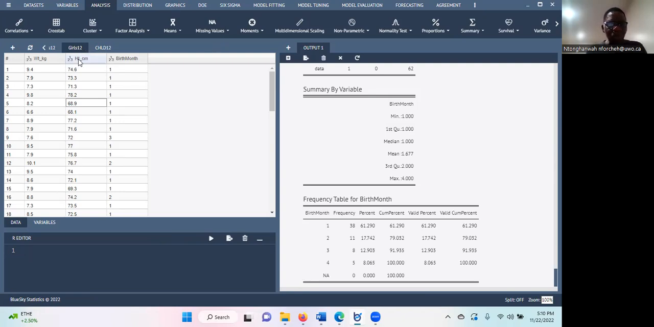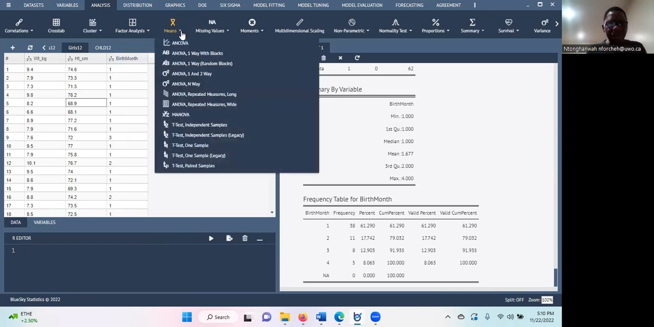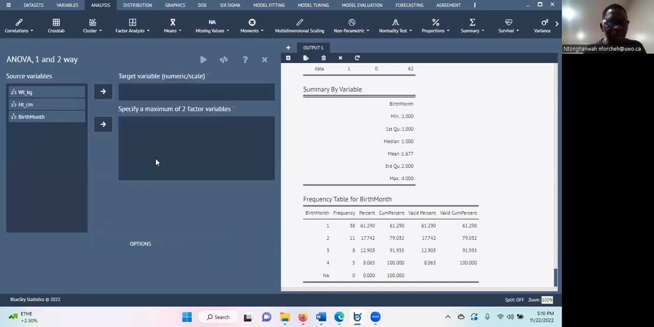If we try to now do our analysis of variance, we're doing a one-way analysis of variance. Okay. We're not doing repeated measures, it's just a straightforward one-way analysis of variance. So we'll do one way, not with blocks. So let's see this one. So we're doing one-way analysis of variance.